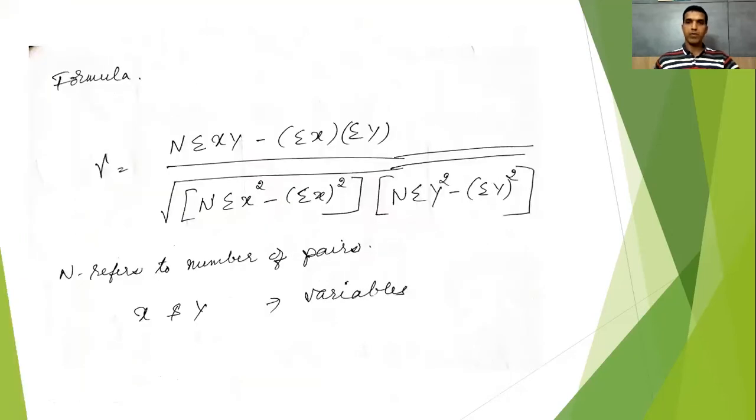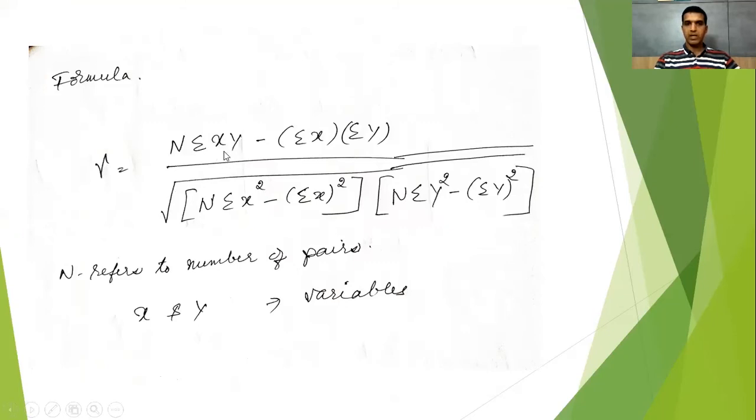Now, what is the formula for this Pearson product moment correlation? The formula is rho equals n sigma xy minus sigma x into sigma y, divided by root of n sigma x square minus sigma x whole square, into n sigma y square minus sigma y whole square. So it may look a little complex, but actually it is very simple.